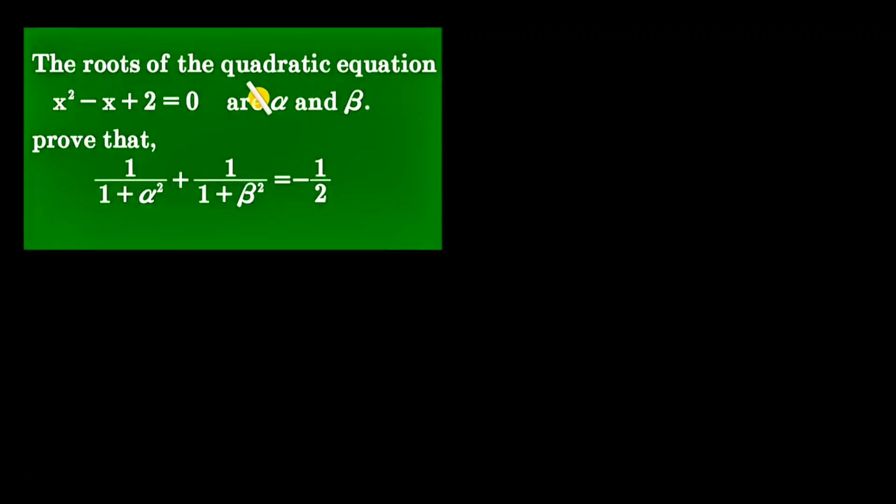The roots of the quadratic equation x squared minus x plus 2 equals 0 are alpha and beta. Prove that 1 over 1 plus alpha squared plus 1 over 1 plus beta squared is equal to negative half. The quadratic equation is x squared minus x plus 2 equals 0. They said the roots are alpha and beta.